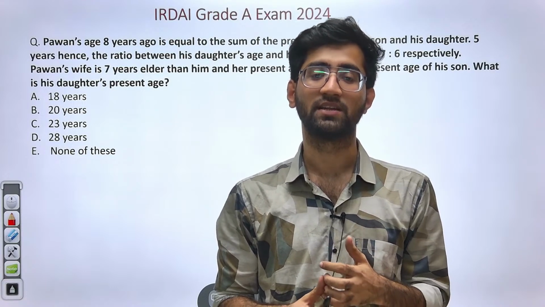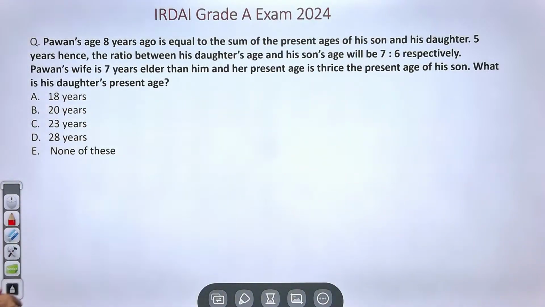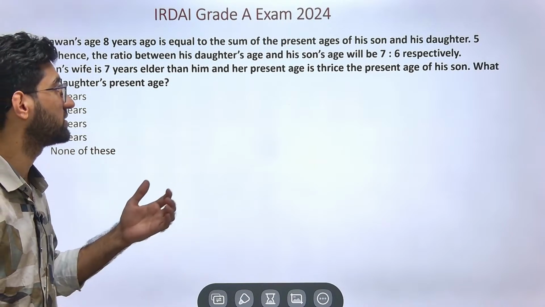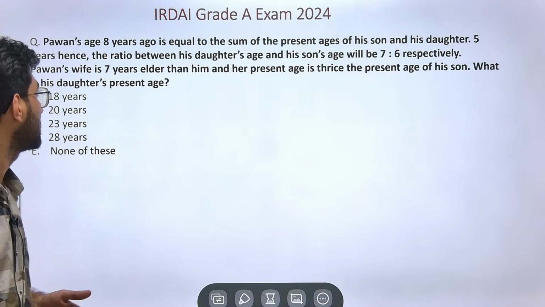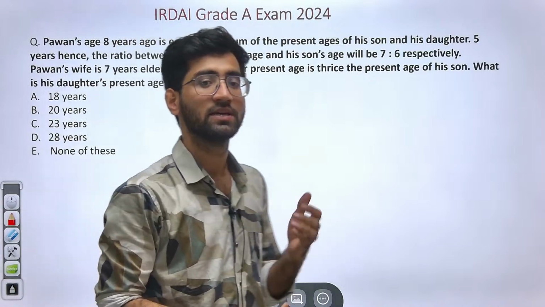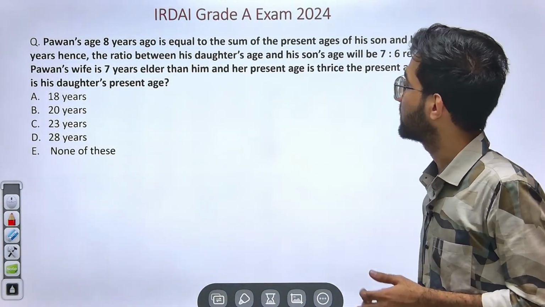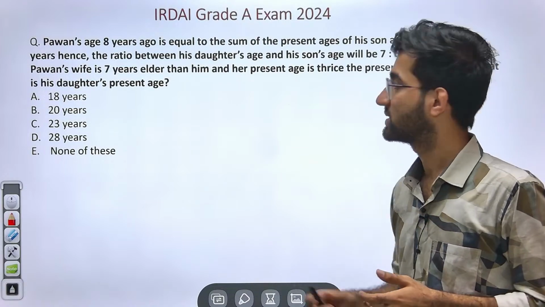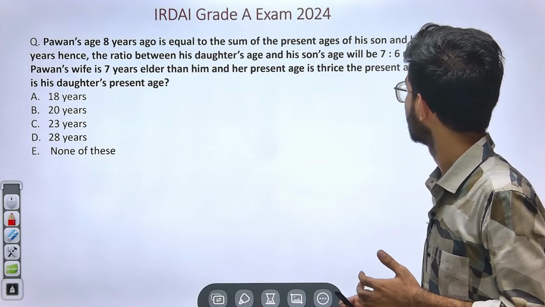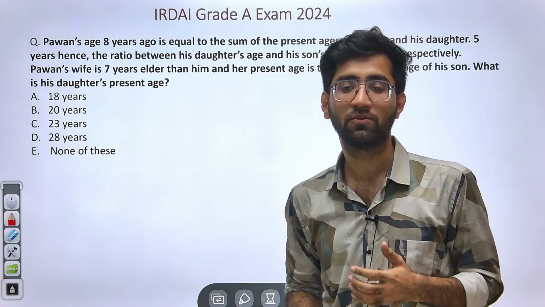2024 examination. So the question is: Pawan's age 8 years ago is equal to the sum of the present ages of his son and his daughter. 5 years hence, the ratio between his daughter's age and his son's age will be 7:6 respectively. Pawan's wife is 7 years elder than him and her present age is twice the present age of his son. What is his daughter's present age? So we have to find.